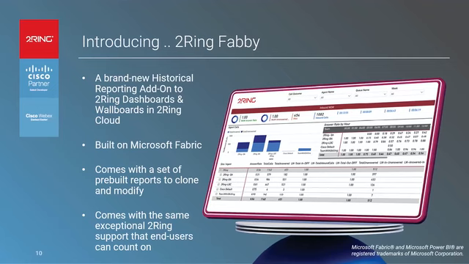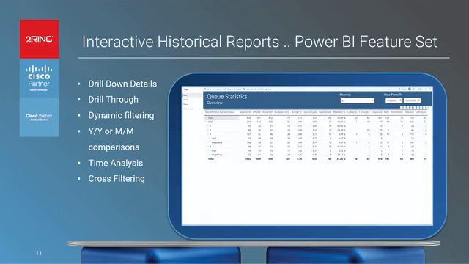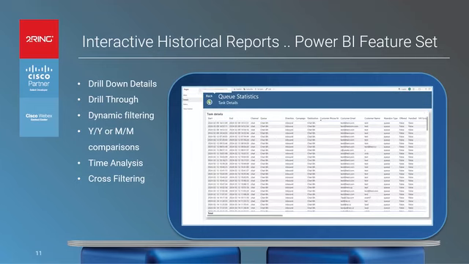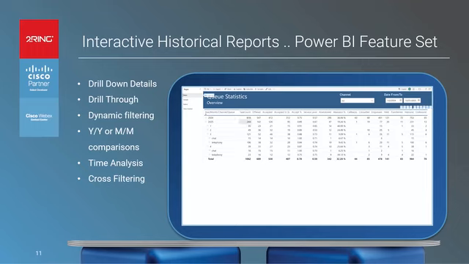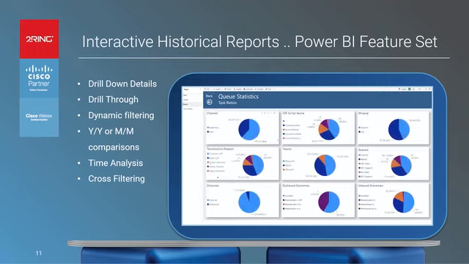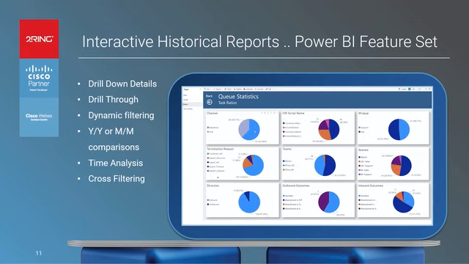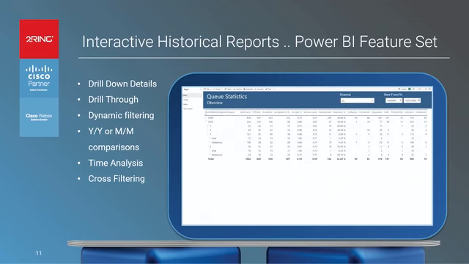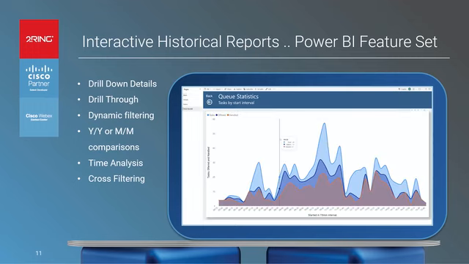So this is something which is brand new right now. This is the first time people are hearing about it. I've been talking about it to customers during demos, but this is the first time people are seeing it. As you can see, you have the ability to do drill down, details, drill down. You can do dynamic filtering, year after year, month after month, and do comparisons that way. You have time analysis, cross-filtering. So again, it's very powerful. Customers have been asking about it, and now we have the ability to do all of this right here with the 2Ring Fabby.